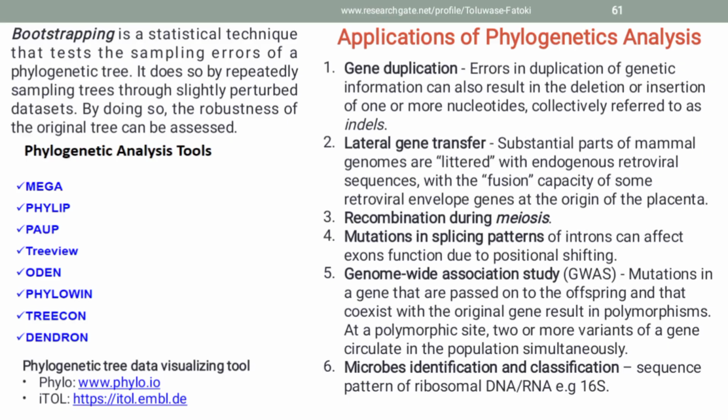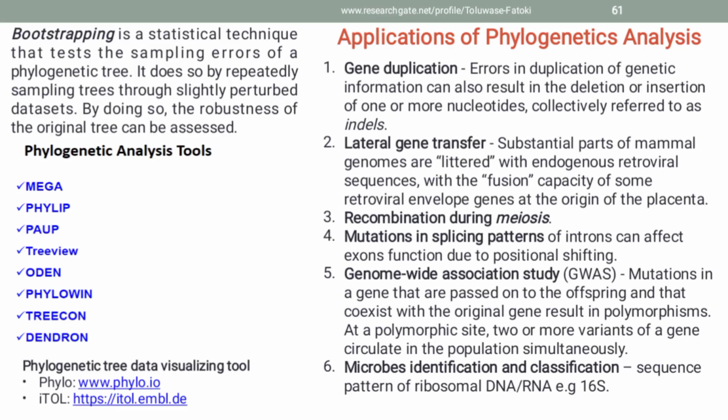So what are the applications of a phylogenetic tree? Number one, it can help us to easily determine gene duplication. That is when there is error in duplication of genetic information, which can result in either deletion or insertion of a particular nucleotide and then amino acid eventually, which can affect the function of that particular protein, the way it's supposed to behave. So you can use a phylogenetic tree to determine that.